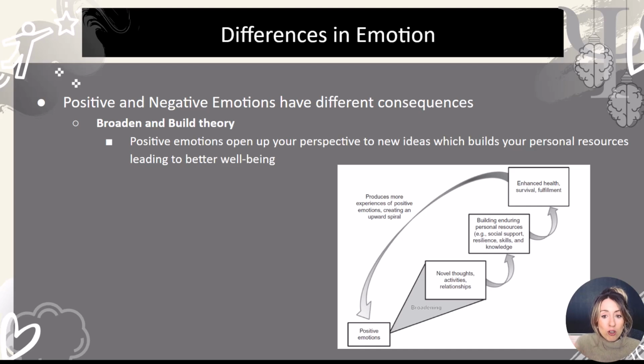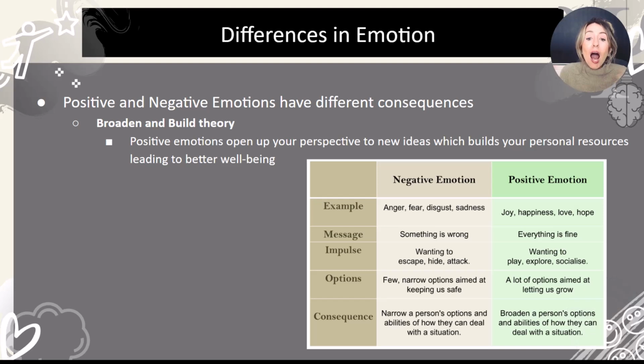So positive emotions open up your perspective. You broaden your perspective, you take on new ideas, or you're open to relationships. You're open to new possibilities because you have a positive emotion, which then builds your personal resources. You learn more resilience, you meet more people, so you have more social support, you learn more information, which then leads to better well-being, which then leads to more positive emotions, right? So the idea is almost like feel good, do good. When you're feeling good, you're more open to things, which makes you more resourceful, which then increases your wellness.